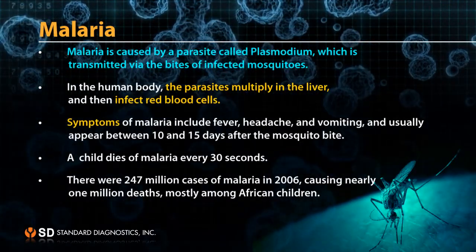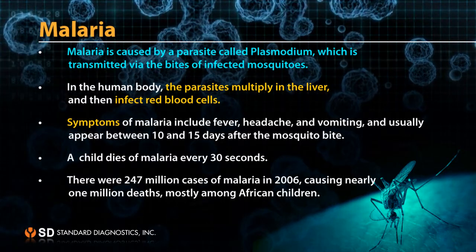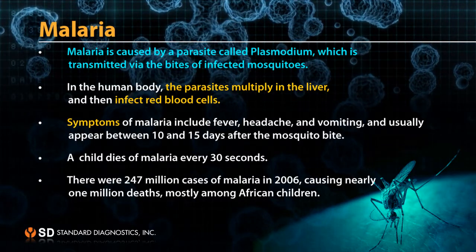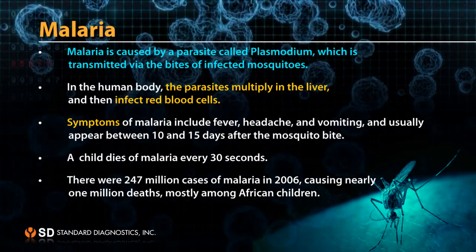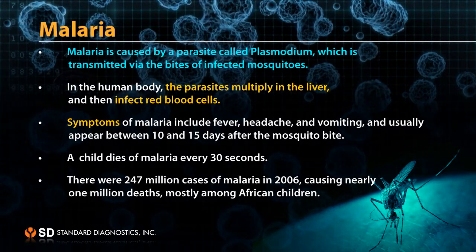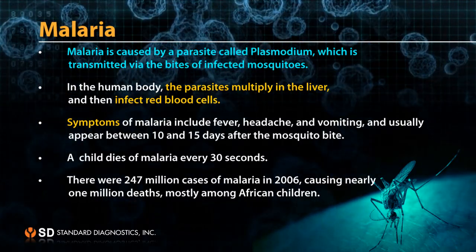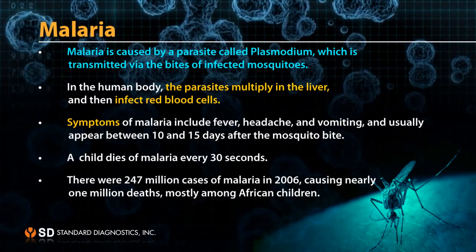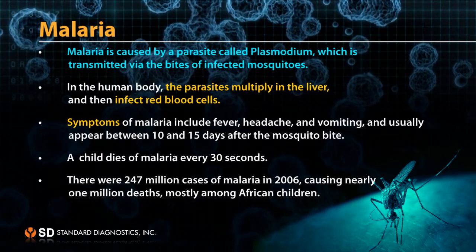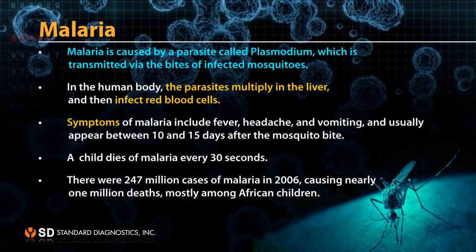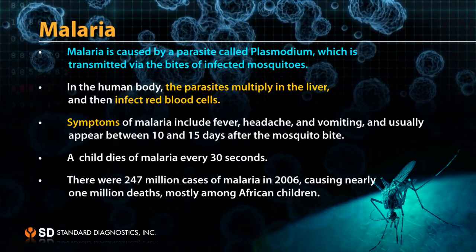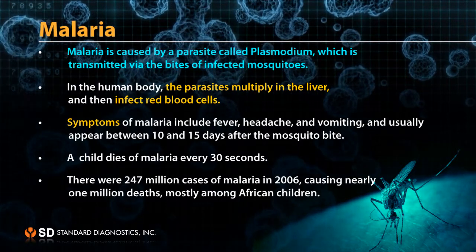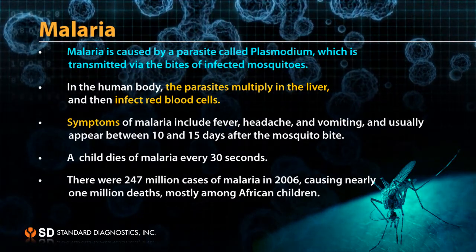Malaria is caused by a parasite called Plasmodium, which is transmitted via the bites of infected mosquitoes. In the human body, the parasites multiply in the liver and then infect red blood cells. Symptoms of malaria include fever, headache, and vomiting, and usually appear between 10 and 15 days after the mosquito bite. A child dies of malaria every 30 seconds. There were 247 million cases of malaria in 2006, causing nearly 1 million deaths, mostly among African children.